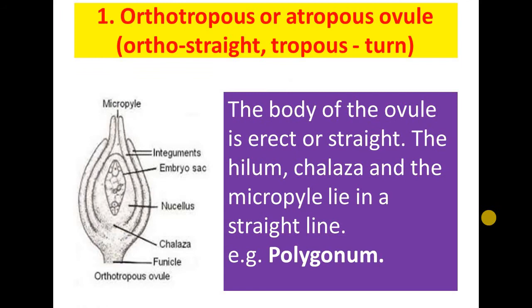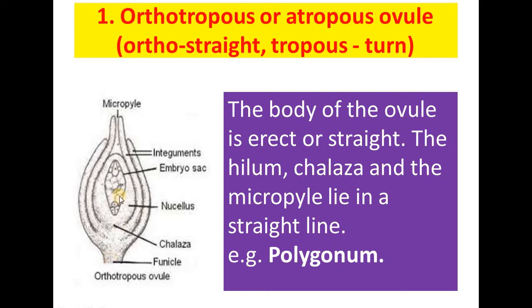This is the first type, which is called orthotropous or atropous type of ovule. Ortho means straight and tropous means turn. Here in this diagram you can see it is very straight, and micropyle, chalaza and funicle are all in the same straight line. Even the hilum will be in the straight line.